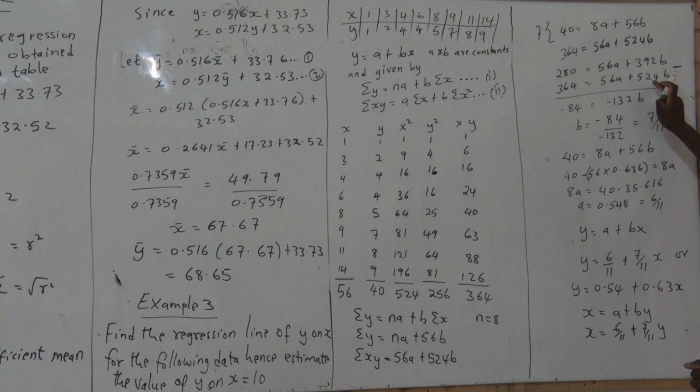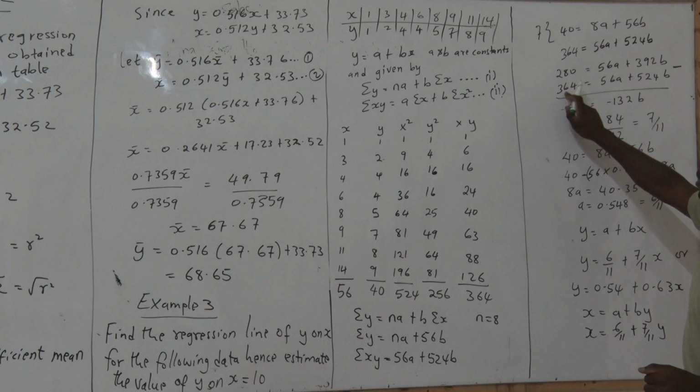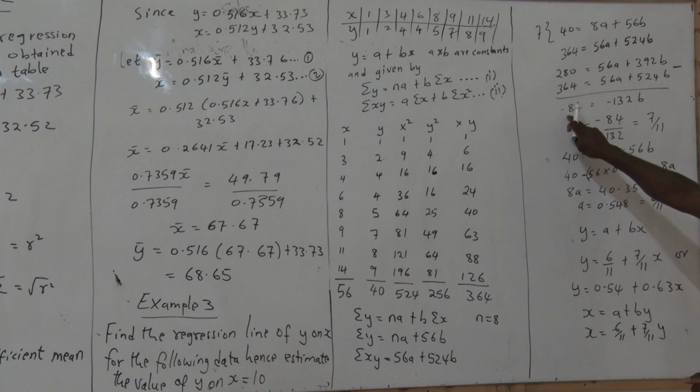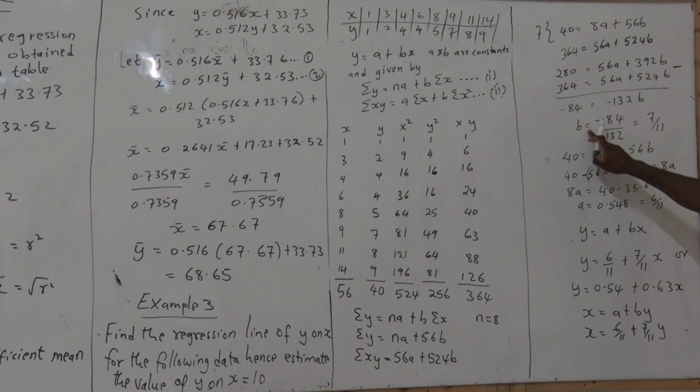392b minus 524b is negative 132b. 280 minus 364 gives negative 84. Then I can now divide through by negative 132 to remain with b. And if I do that, I get 7 over 11.